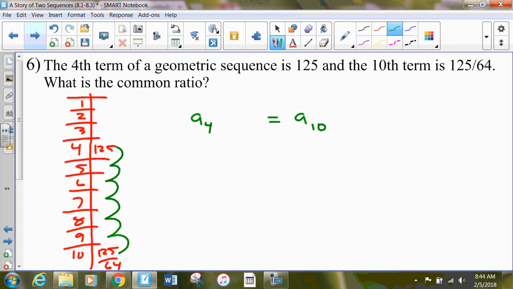But this isn't linear. This is not arithmetic. It's geometric. So let's think about what each jump actually means in this case. It means with my first jump, I would take 125 and I would multiply it by my common ratio.